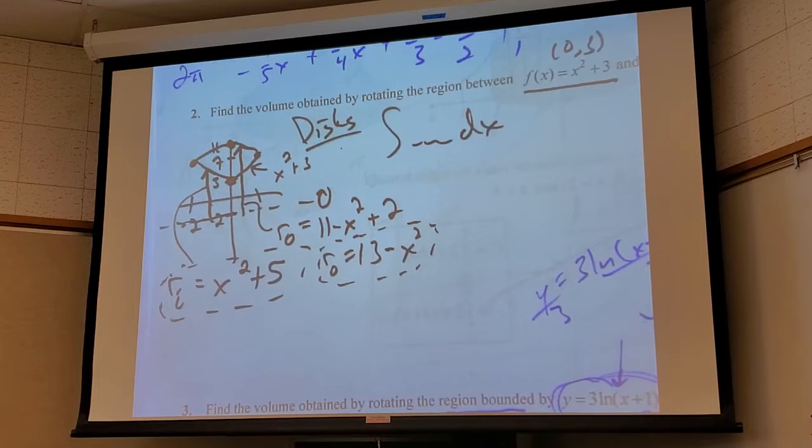I really want you guys to understand what it is you have to focus on step by step. First thing, find out where they meet, if necessary. Second thing, sketch the region. Third thing, discs or shells. And of course, once you know discs or shells, discs needs, in this case, inner and outer radius. How do I know it needs an inner and outer radius? Because the region is not hugging the axis.